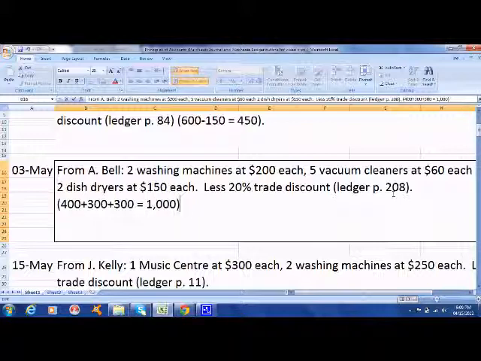This $1,000 now, you're going to find 20% trade discount. So 20 divided by 100 times 1,000 is equal to what?